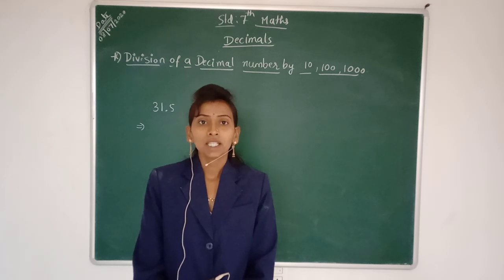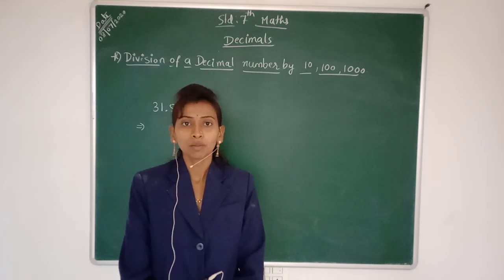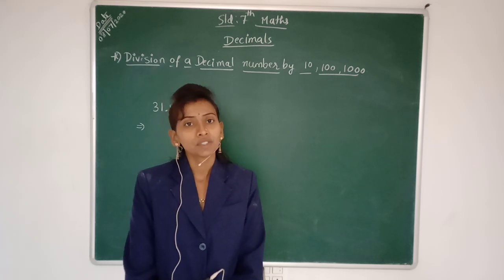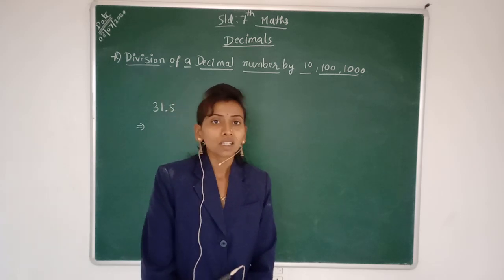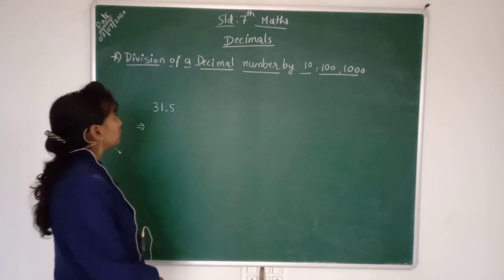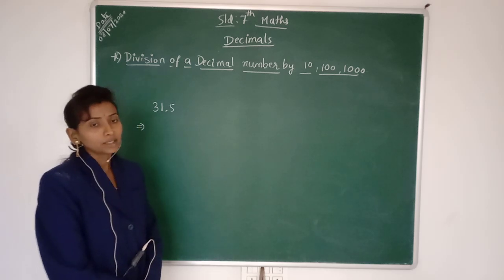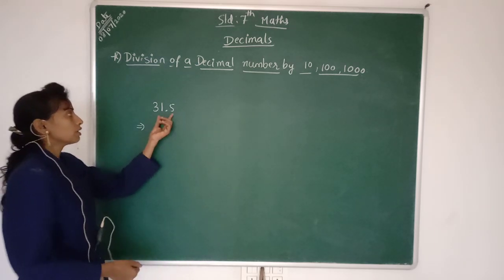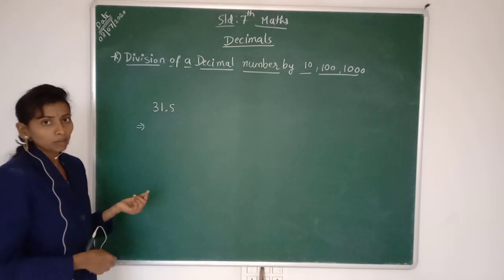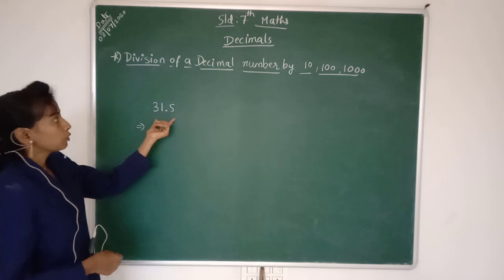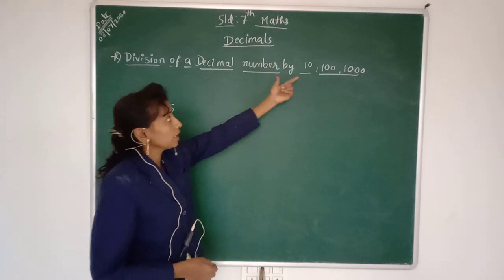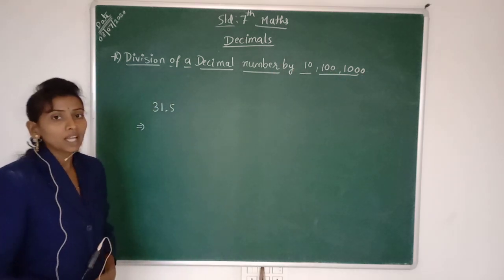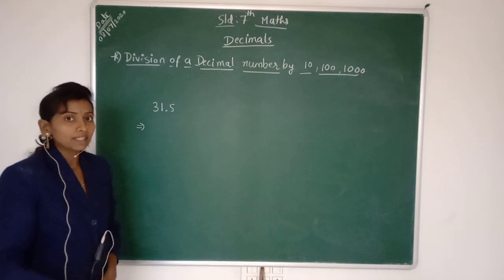Today we will see division of decimal numbers. In our earlier class we have discussed some examples on division of decimal numbers. In this class we will see the division of a decimal number by 10, 100 and 1000. Suppose I have taken 31.5, this is the decimal number. For this decimal number I am going to divide by this 10, 100 and 1000. What will happen to the decimal point, we will see.